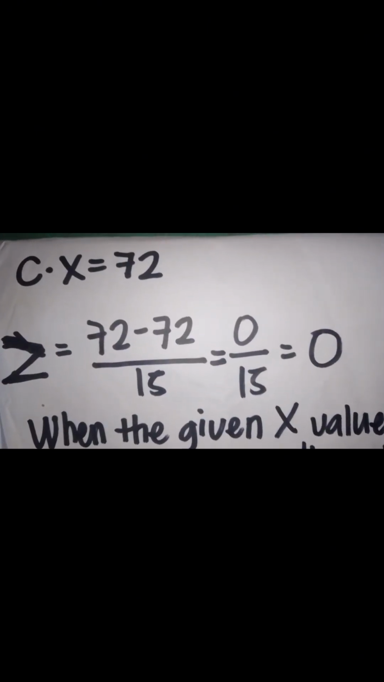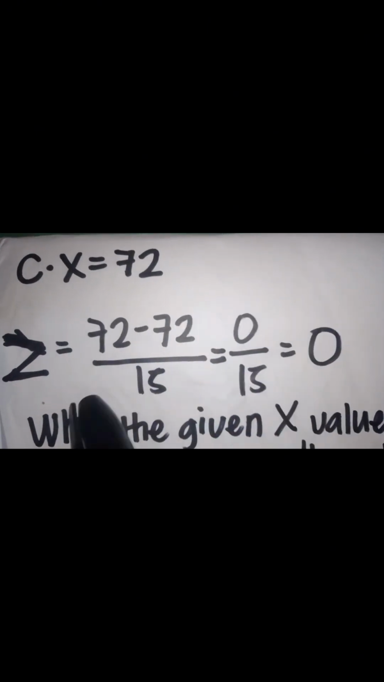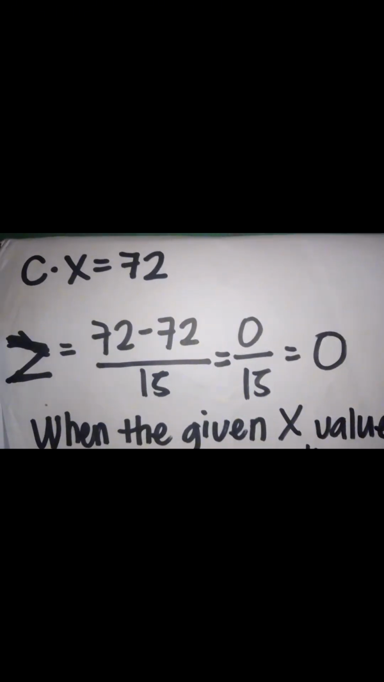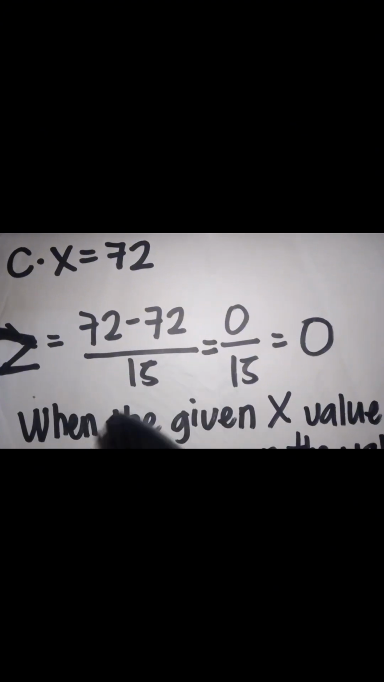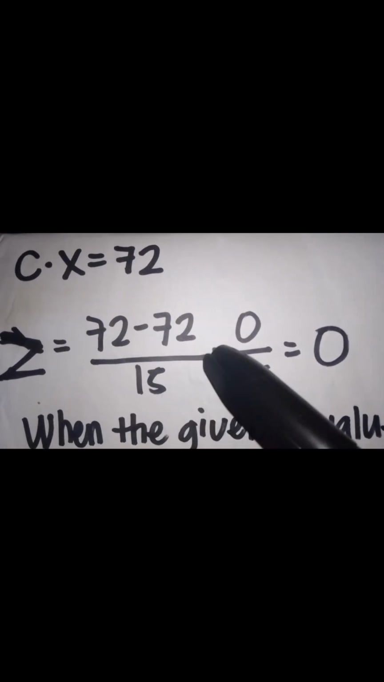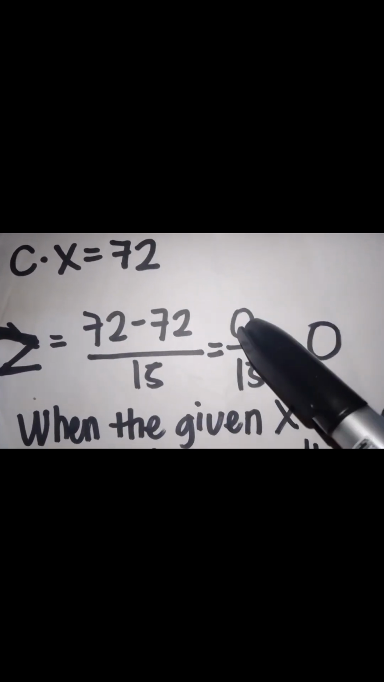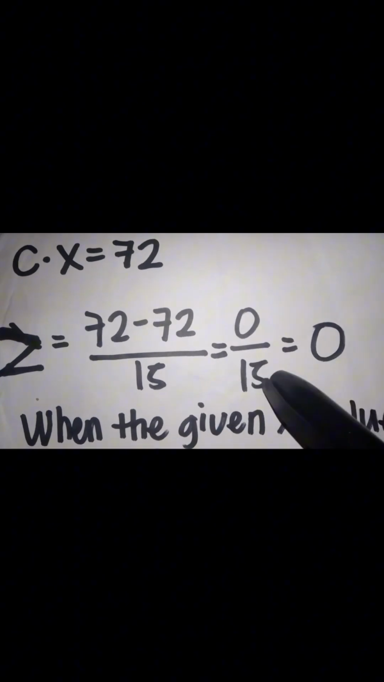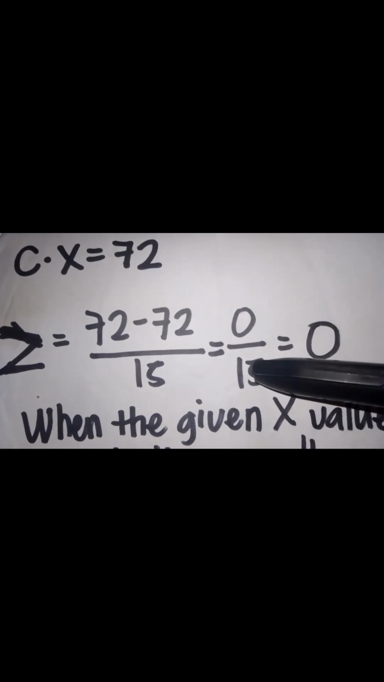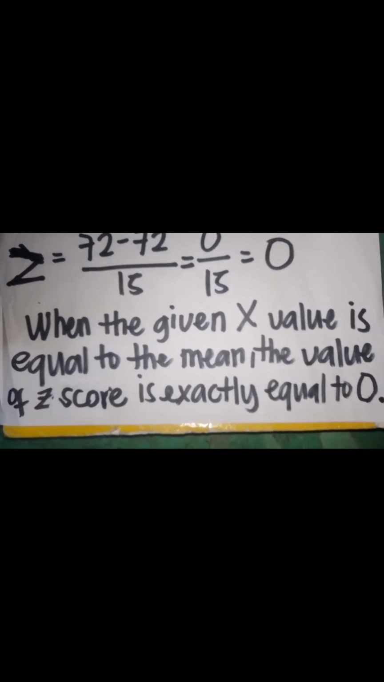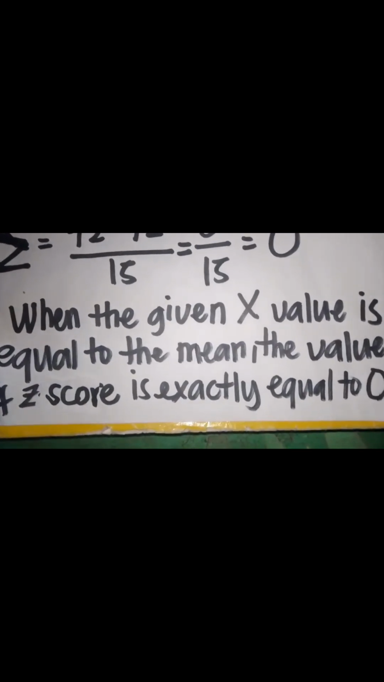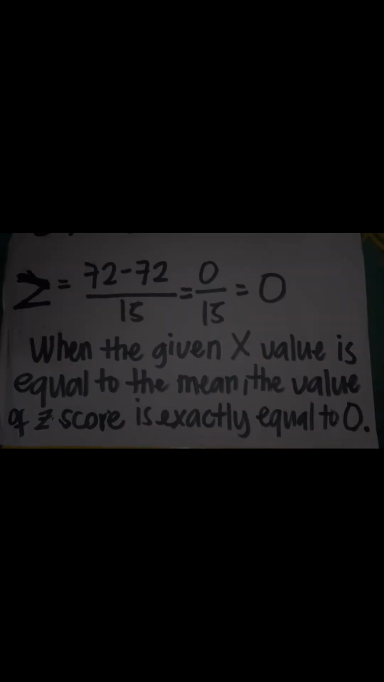The third given is x equals 72. So z is equal to 72, which is the x, minus 72, which is the mean, over 15, which is the standard deviation. 72 minus 72 is equal to 0, and we copy the 15. Dividing this, it sums up to 0. So when the given x value is equal to the mean, the z-score is exactly equal to 0. That's all. Thank you.